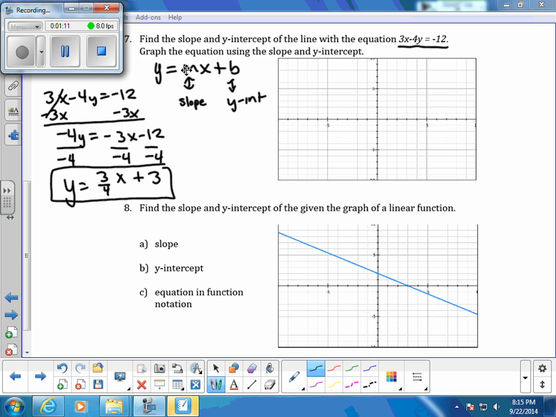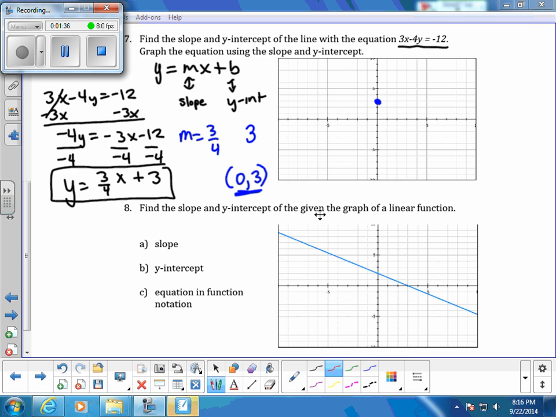Considering that the slope is always the coefficient of x, with that in mind, we know our slope in this case is 3/4. And the y-intercept is 3, which oftentimes is written as the ordered pair 0, 3. So you start at your y-intercept. We're going to start here, at 0, 3.